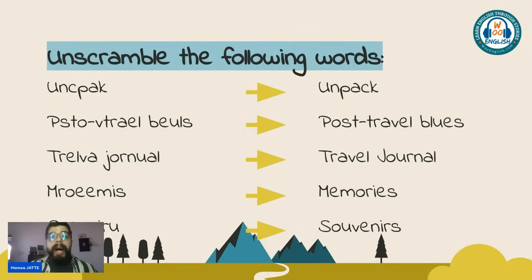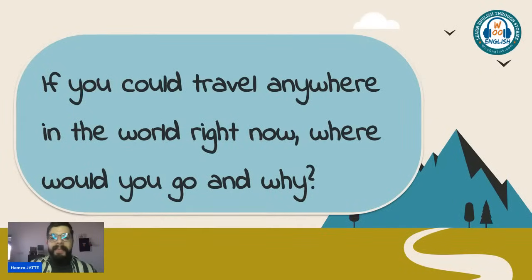Okay, so I think that was it. So we talked about some words related to before we travel. We talked about some words about during we travel. And finally, we talked about these 6 words. These 6 words are related to after we travel. Now, we will finish the session with a very beautiful question. If you could travel anywhere in the world right now, where would you go and why?